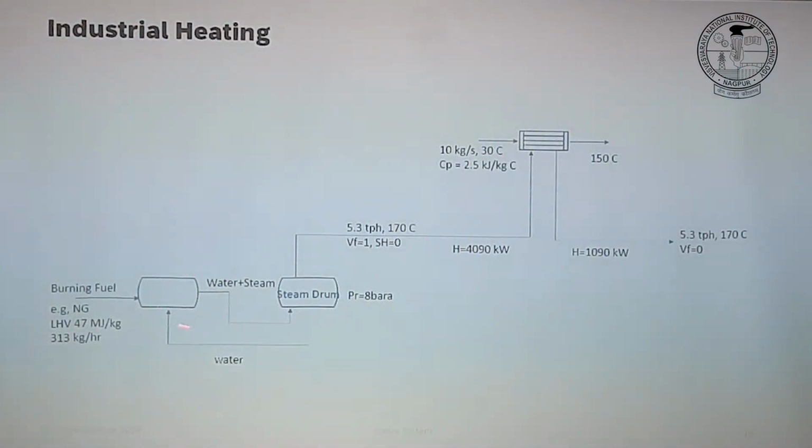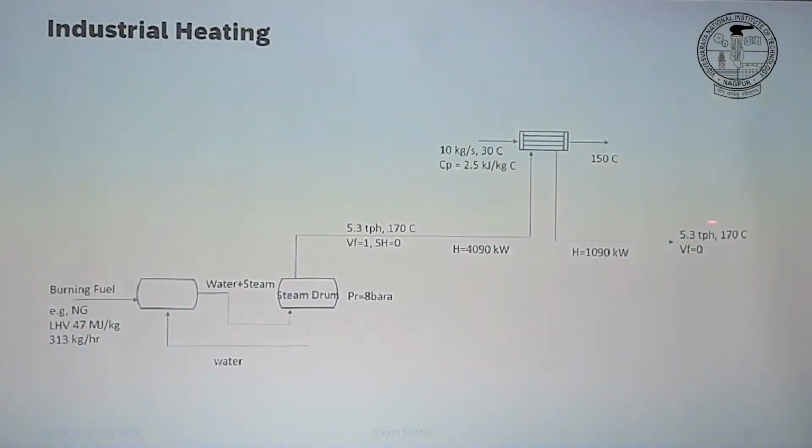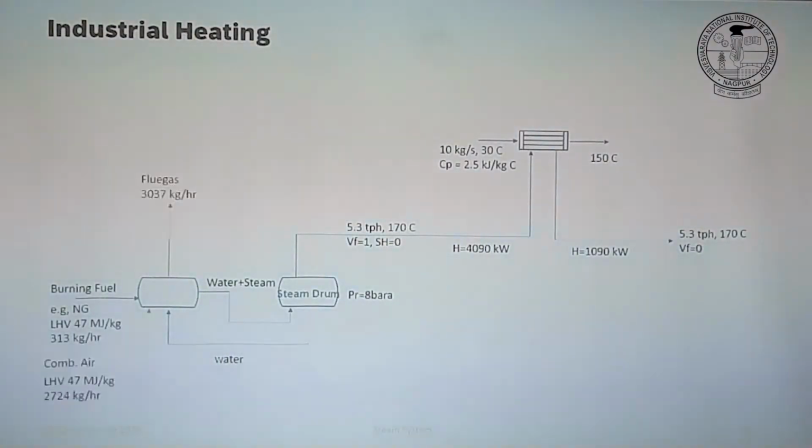Okay, this steam is generated, you need water. So this water is kind of recirculating. You take the steam, it goes back here, comes back here. It keeps circulating within the system. When you burn natural gas, you generate a lot of flue gases.